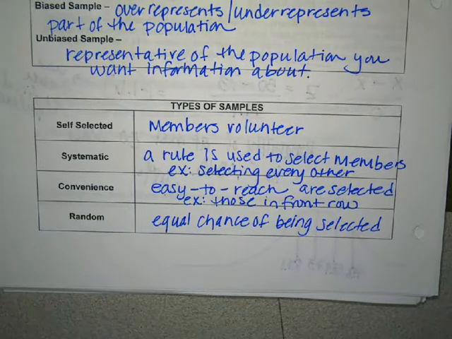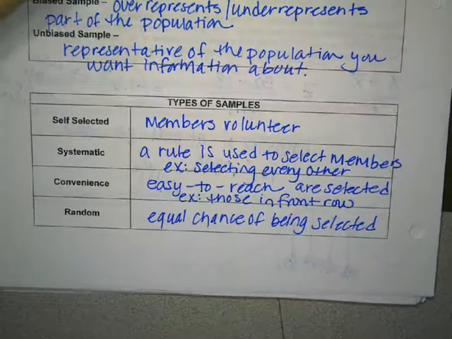And then random, you have an equal chance of being selected. So in that case, like when eventually you get called for jury duty, there's an equal chance for every adult to be called for jury duty, and they're randomly selected. So that's not really a survey, but that's a random selection process.